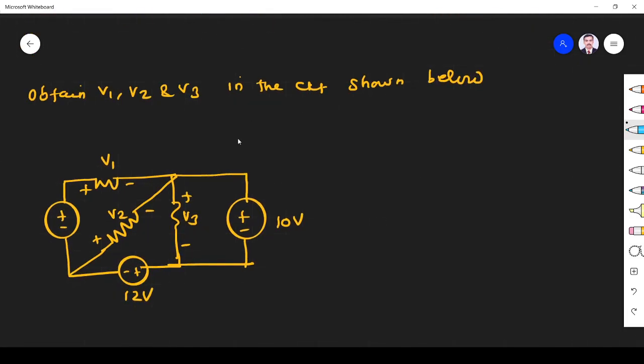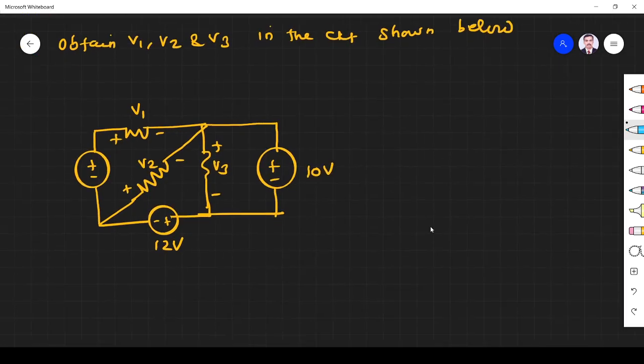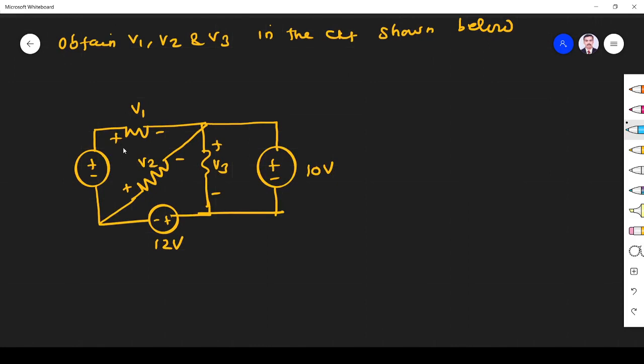Next we see this problem. Obtain V1, V2, V3 in the circuit shown below. Okay. So here again we have to find the voltages. So we use KVL. Let us assume current flows like this for all of them. This has 3 loops. So here this is current I1. This is I2. This is I3.